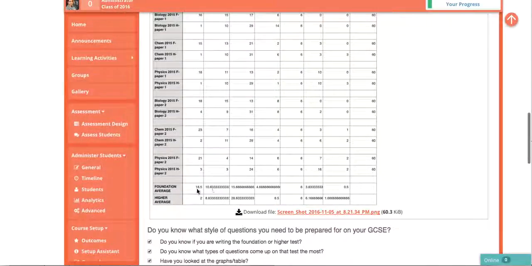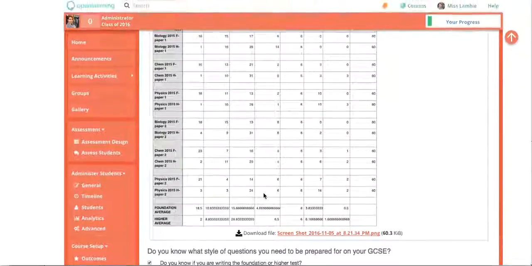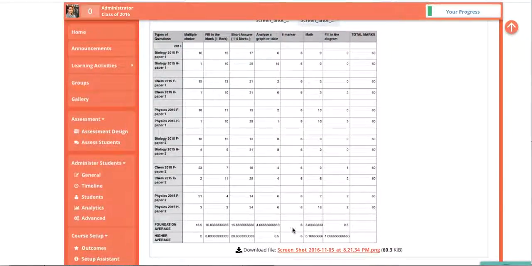At the bottom, I have the average for each type of test. So in a foundation test, regardless of which one it is, you have about 18.5 multiple choice, 10 of these one-word answers, about 16 of these short answers, 5 of the analyze a graph or chart, one 6-mark question, 4 questions based on maths, and about half a fill in the diagram.